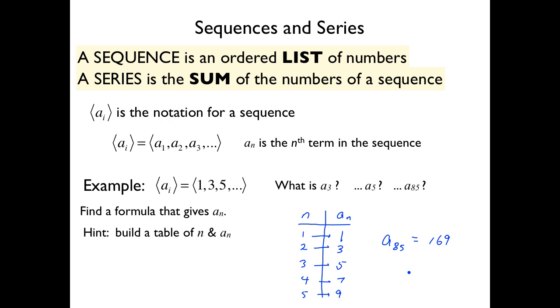I don't think so. So 85 times 2 is 170, right? And then you subtract 1. Are we good? Yeah. Okay, so then what do we say? A sub n is 2n minus 1.